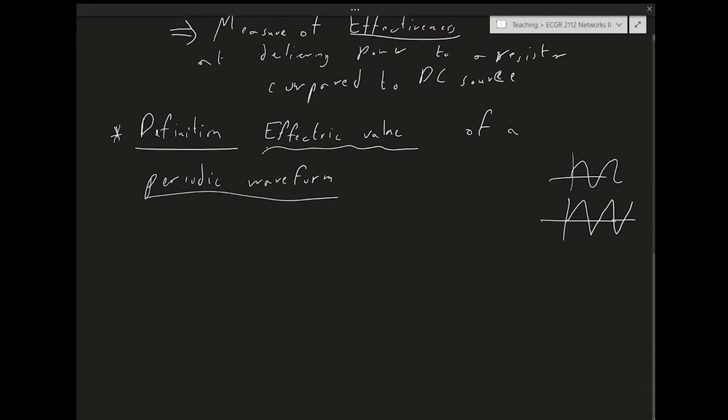What we can do, though, is if we have a waveform that is periodic, a voltage or a current that's periodic, we can compare its effectiveness at delivering power to a DC source. We can compare that easily if the time varying waveform is periodic. So this can be applied to a periodic current or a periodic voltage.